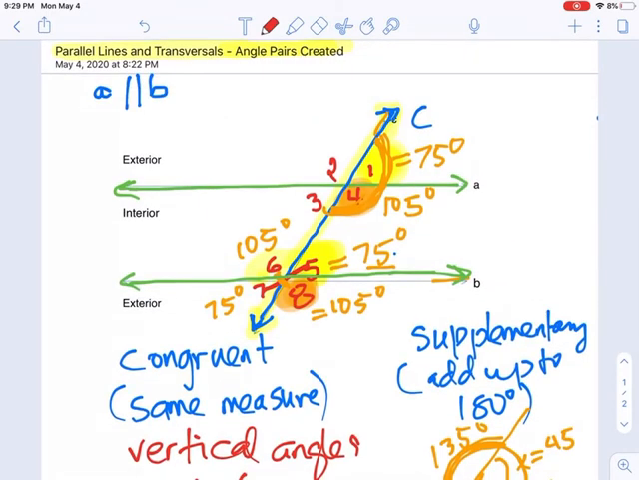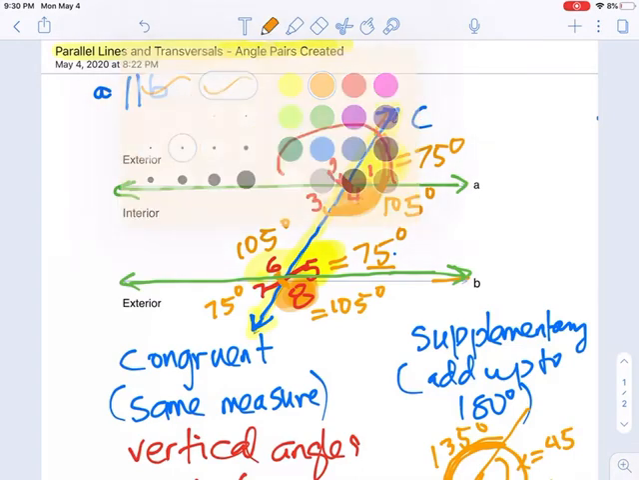So we can see that also if I wanted to find 2, I could go in different ways. I could use linear pairs because I know that 1 and 2 add up to 180. Or I can use my vertical angle because I know that 4 and 2 are vertical, and so I can have 105, which I could have just gotten by using 180 minus 75 to get 105. So I could get it in different ways. So we know that 2 is 105 degrees.